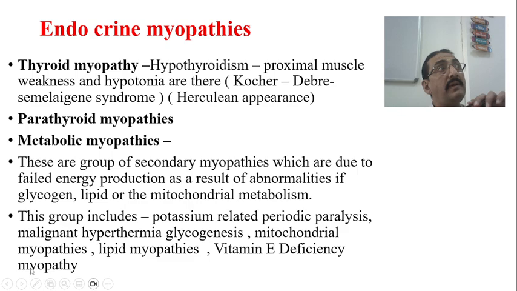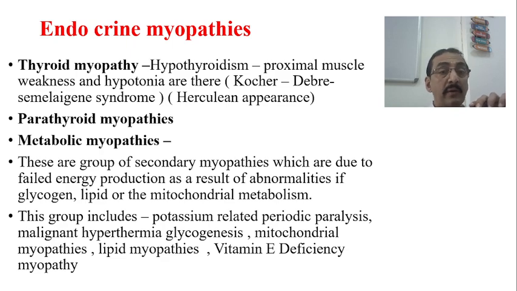Similarly, we can also find parathyroid myopathies. These are all endocrine myopathies. And we can also have the metabolic myopathies. Metabolic myopathies are a group of secondary myopathies which are due to failed energy production as a result of abnormalities in glycogen, lipid, and mitochondrial metabolism. Some inborn errors of metabolism lead to all these problems, and as a result, the muscle is not getting the proper amount of glucose or glycogen, and the muscle cells will go for hypotonia.